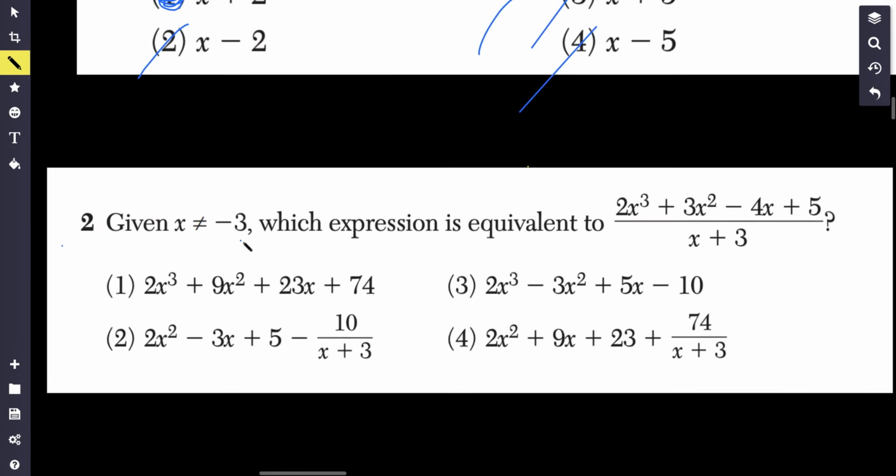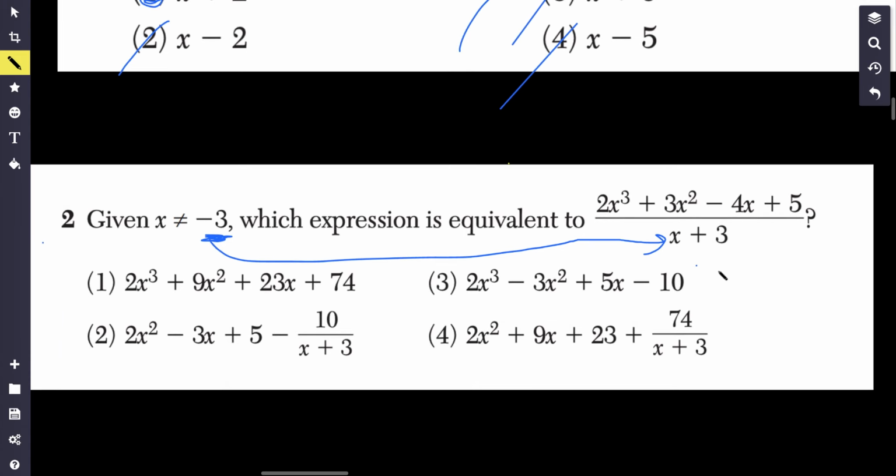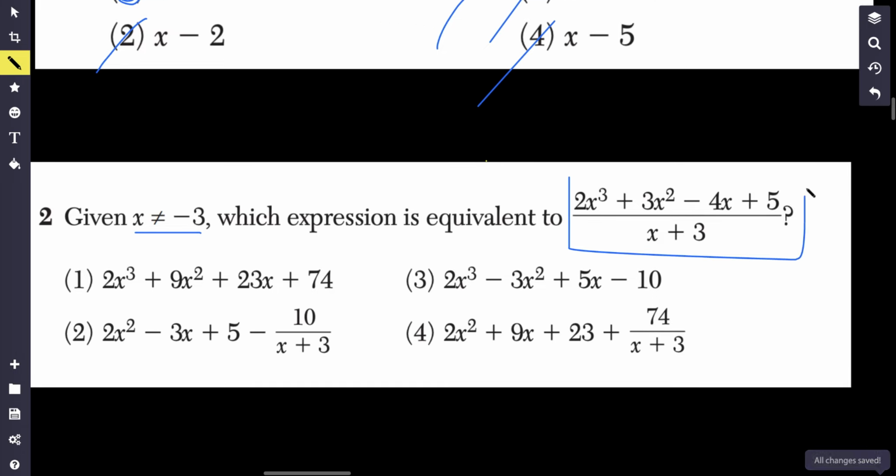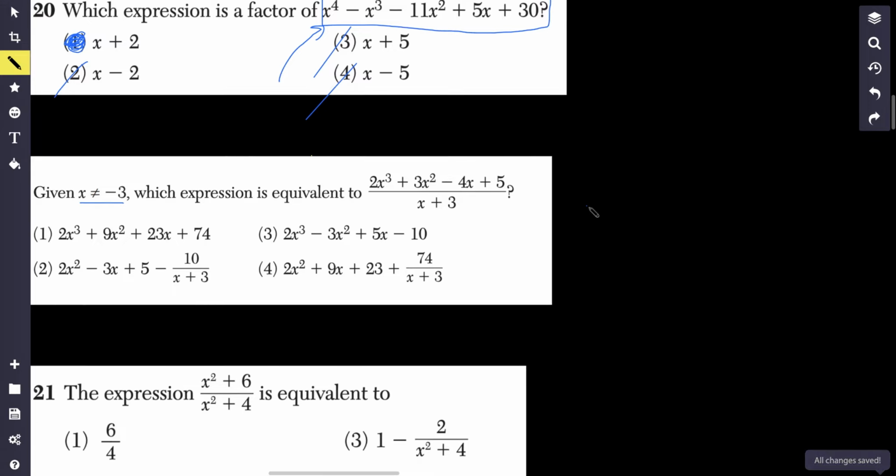Given x is not equal to -3, and that kind of makes sense. If we plug in -3 for x, our denominator is going to be equal to 0. So, we can't divide by 0. All right, given x is not equal to -3, which expression is equal to this? So, they're basically asking us to divide it.